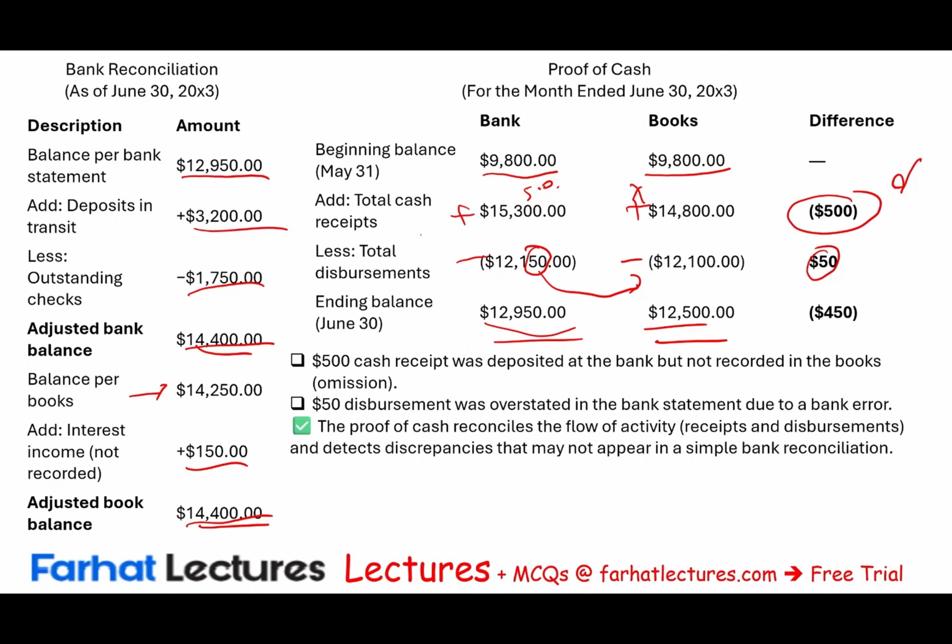So the proof of cash reconciles the flow of activity, receipts and disbursement, and detects any discrepancies that might not appear. So usually when there is an error, this is when you have to do a proof of cash or an extended bank reconciliation. They're time consuming, frankly, but this is when you suspect there is an error, or in our situation we're assuming fraud is taking place.